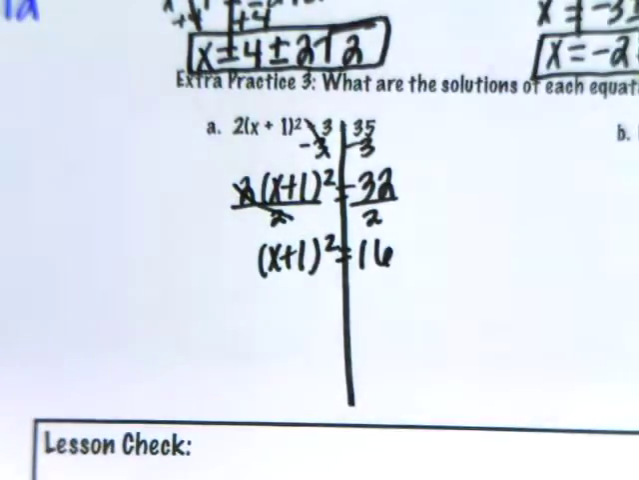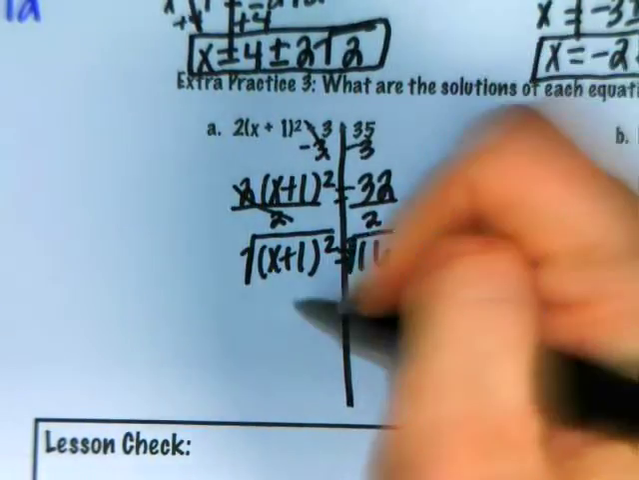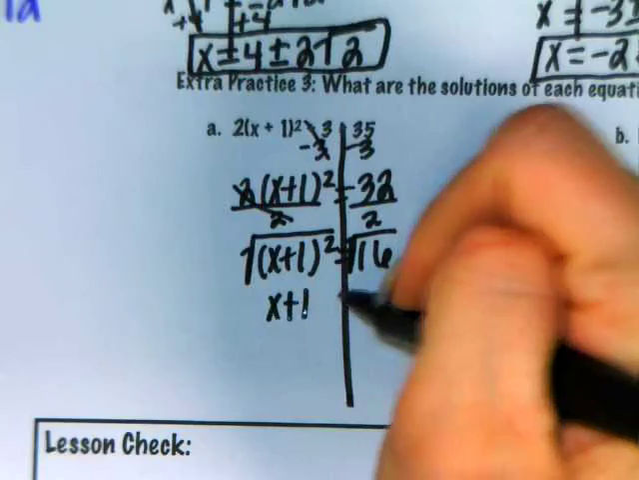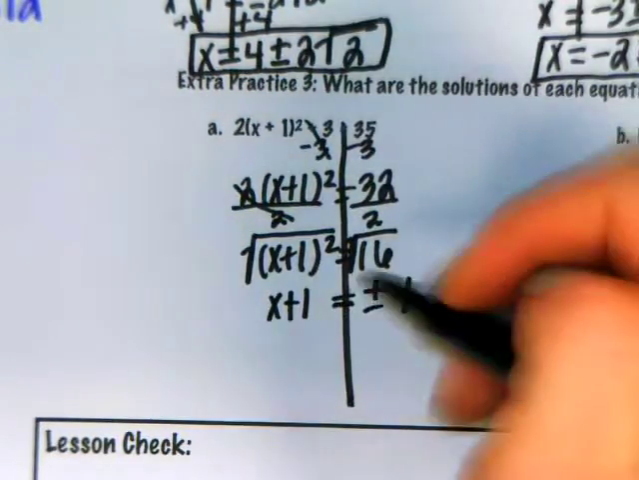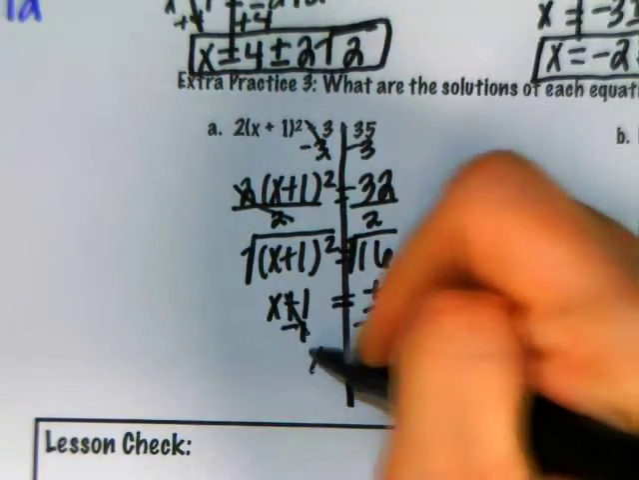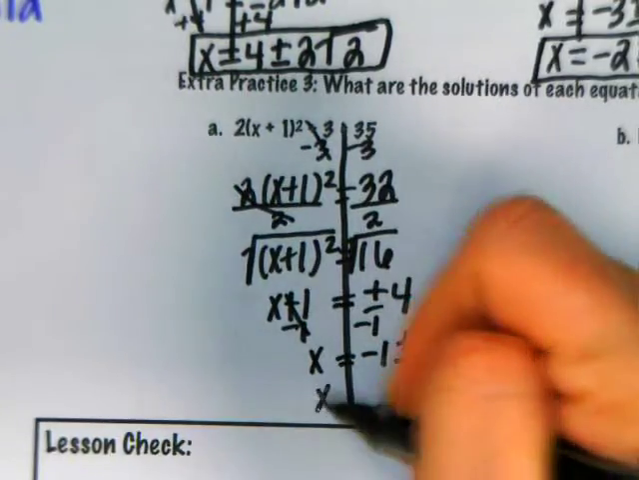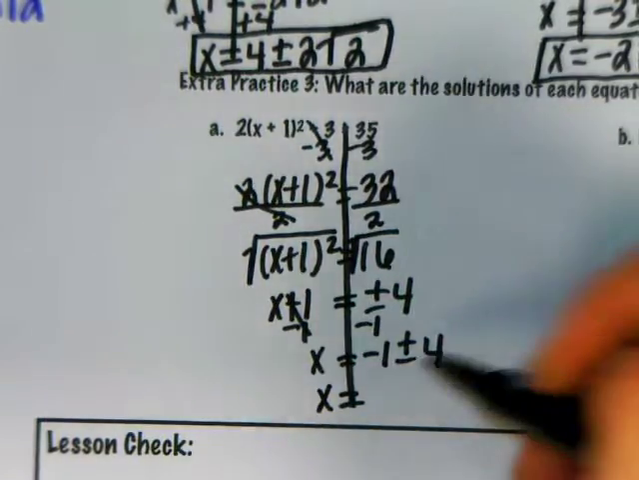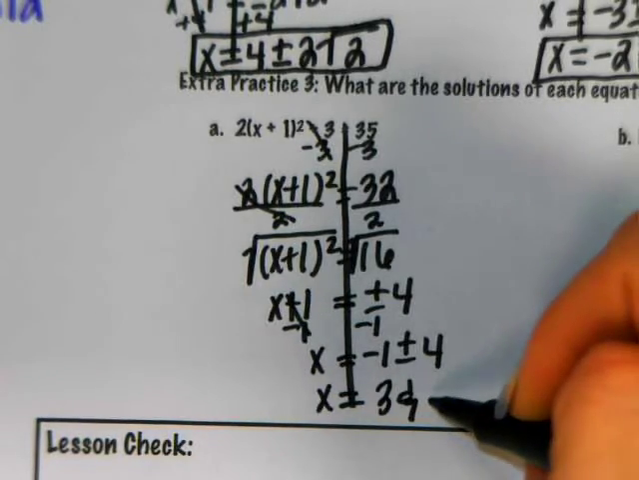Then you square root. Square root of 16 is what? 4. And? Yep, 4 and negative 4. Then what? Minus 3. X equals negative 1 plus or minus 4. So what's negative 1 plus 4? 3. What's negative 1 minus 4?